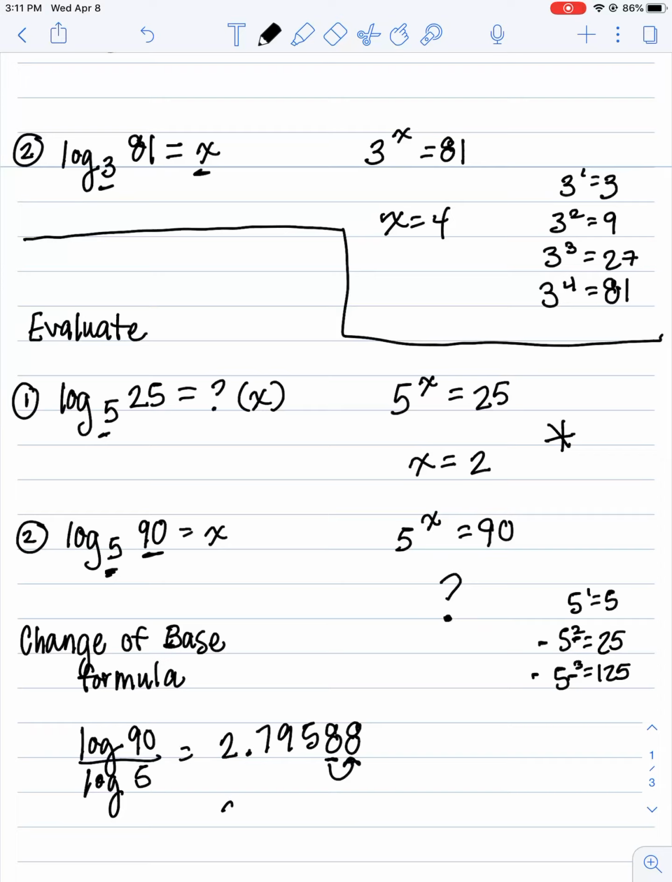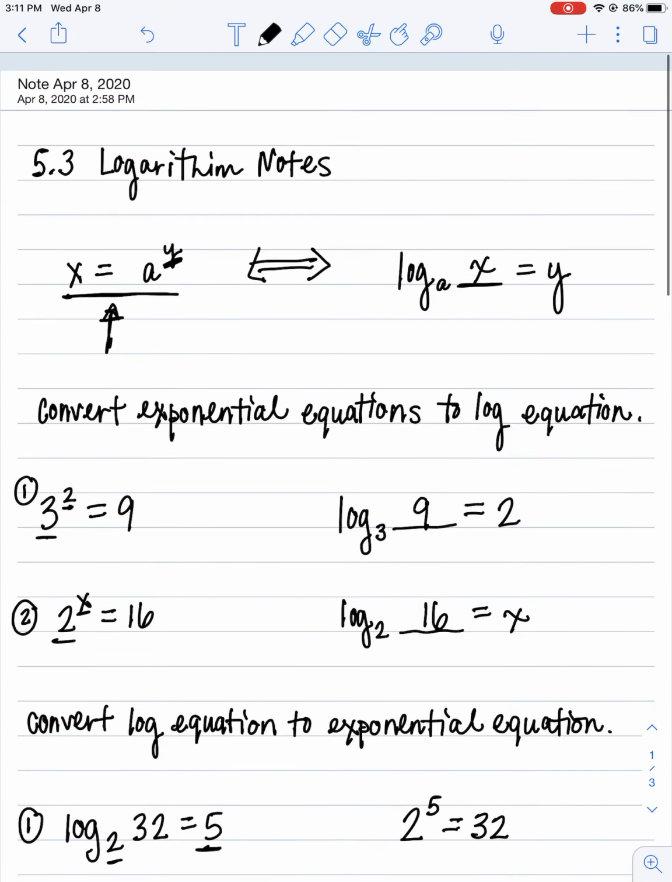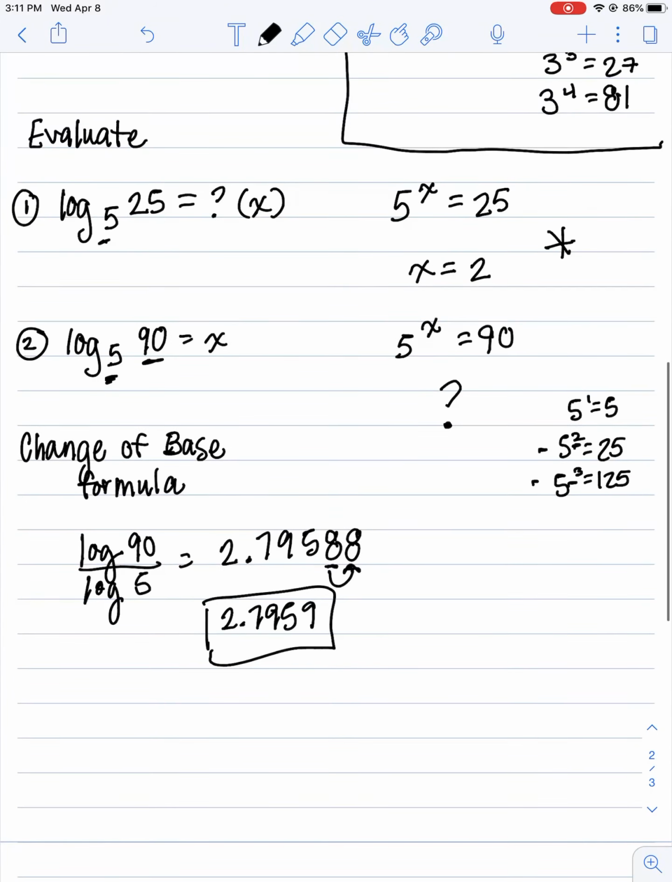I think MyMathLab asked you to go to 4 decimal places, which means you would go to the 4th, but you'd actually look at the 5th if we're rounding. So that would be 2.7959 after you round that 8 up due to the 8 that's beside it. So that would be my answer, and that is using the change of base formula. So that was just a quick example of how to go from exponentials to logs, and from logs to exponential equations, and then how to evaluate logarithms and use the change of base formula.